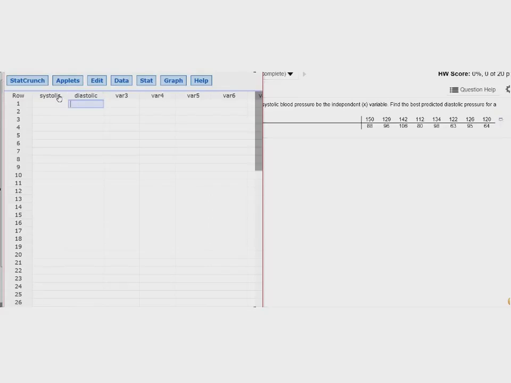And then I'm just going to type the numbers in there. And then once I get done typing all the numbers in, I can go ahead and do whatever I need to do for the problem. So that's always another option that you can use.